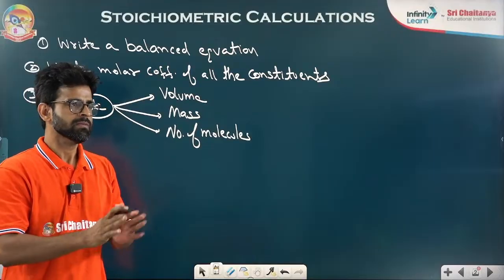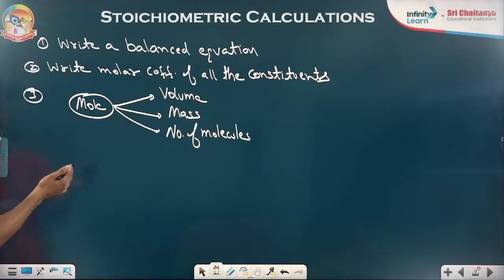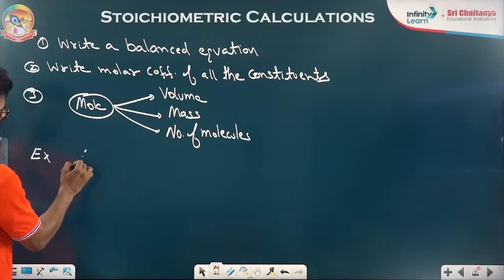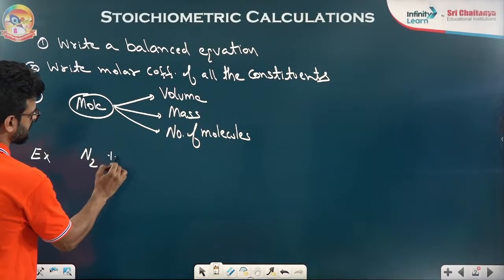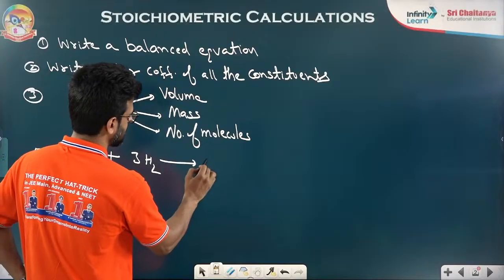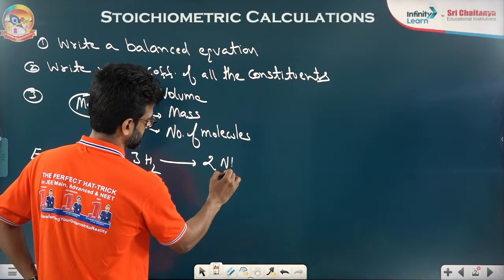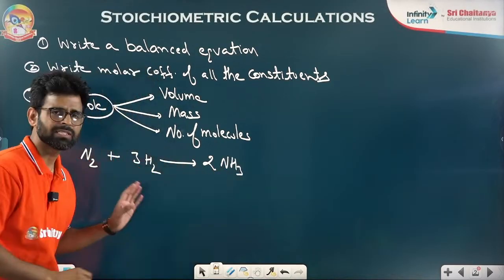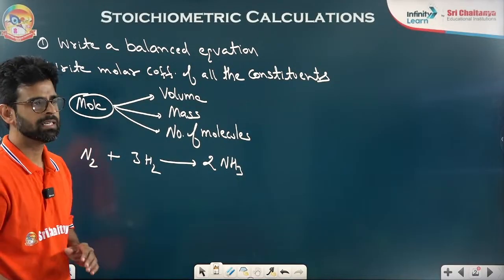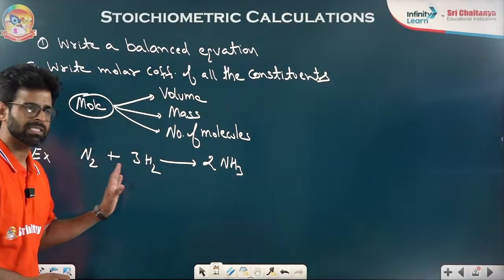Like what a balanced equation tells us. Example I'm telling you. Imagine I'm writing here the simplest question. I'm saying N2 + 3H2, and it is reacting and giving us 2 NH3, ammonia. This equation is given here, the most common equation in the stoichiometric questions. Now it is balanced.